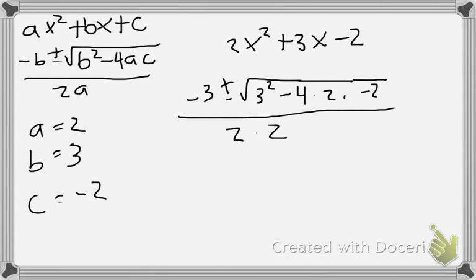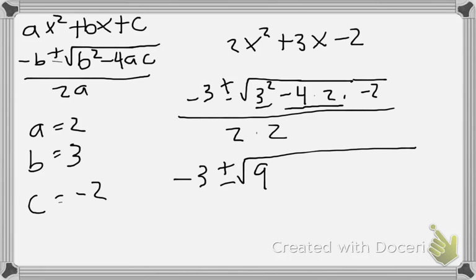So now all we have to do is simplify this equation down, and then we'll be able to find our two answers. So let's start simplifying. We have 3 plus or minus the square root of, well, we know that -3 squared equals 9. -4 times 2 is -8, times -2 is a positive 16. So I'm going to add a 16 on the inside of that square root sign. And then I'm going to divide it all by 2 times 2, which is 4.